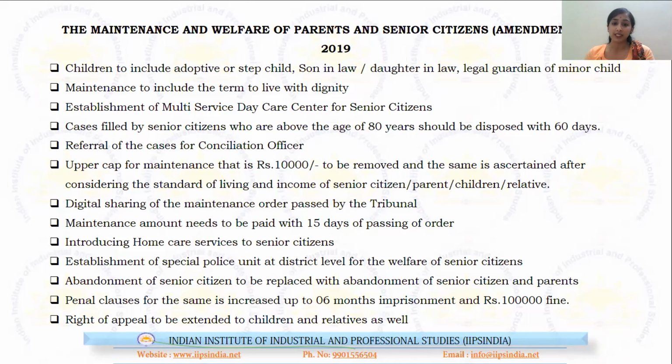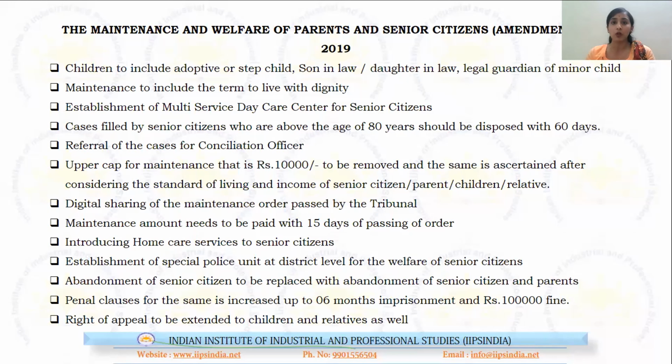Right to appeal to be extended to children and relatives as well. As I mentioned earlier, the right to appeal was only with the applicant, that is either the senior citizen or parent, whoever it may be. This shall be extended to the children and to the relative as well. So both the parties shall have the right to appeal. They can appeal in the appellate tribunal.